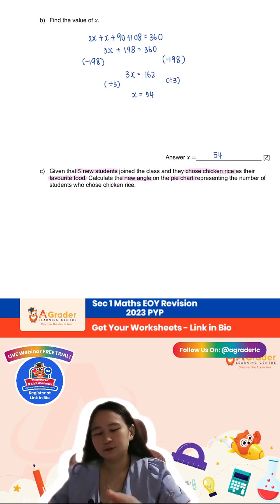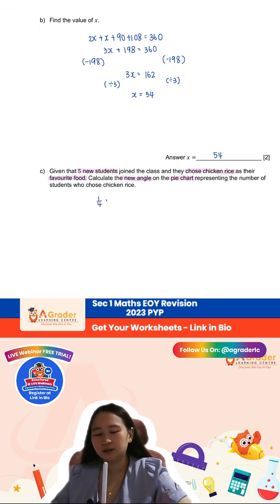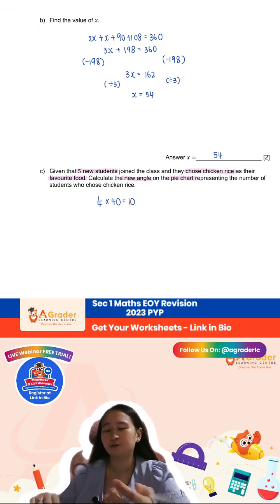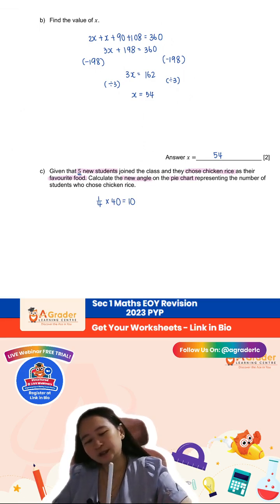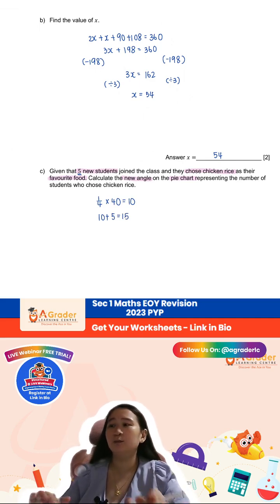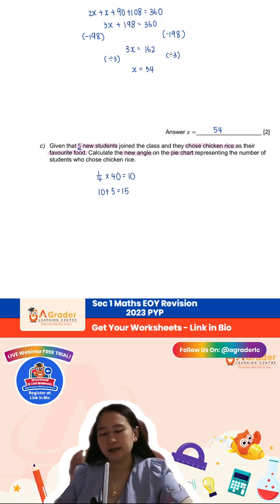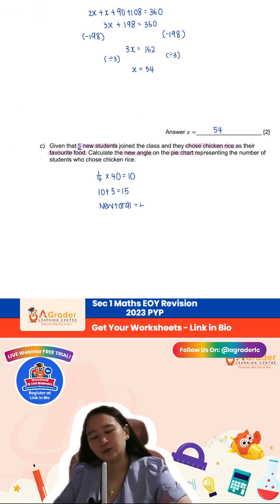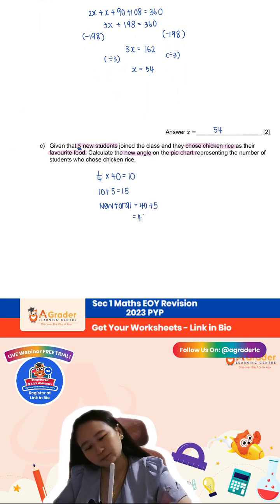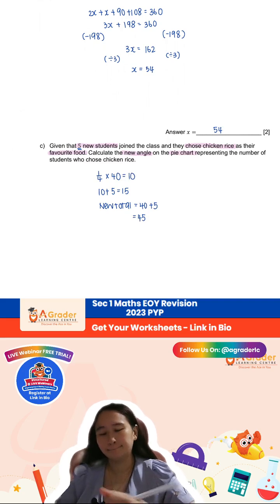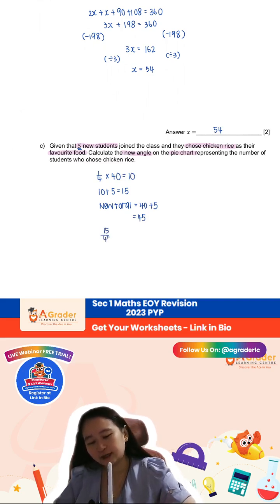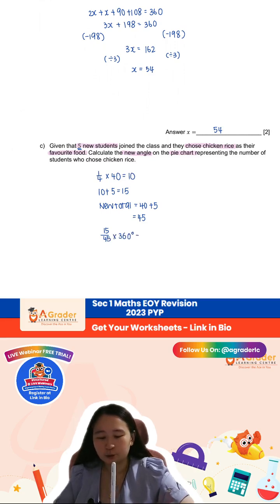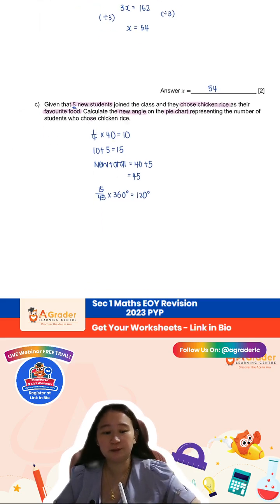So chicken rice is a right angle, so a quarter times the total number of students, which is 40. Initially there are 10 students who chose chicken rice as their favorite food. 5 new students joined and they all like chicken rice, so 10 plus 5, 15 is the new total number of students who like chicken rice. And then the new total number of students will be 40 plus 5, 45. So 15 out of 45, times 360 degrees. We'll get 120 degrees. Well done.